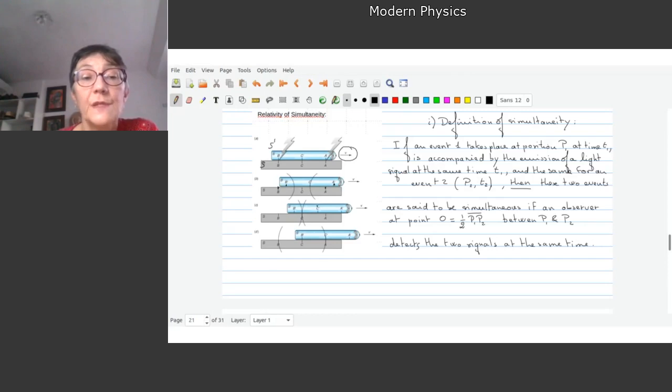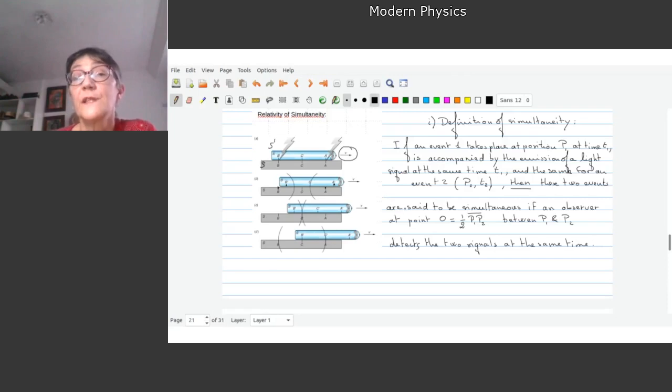Now what happens with observer C prime? As the train is traveling with a velocity v, this observer will receive the signal emitted from A before the signal emitted from B. So he will say these two events were not simultaneous. Does it make sense? Yes. Okay, so this is very simple.